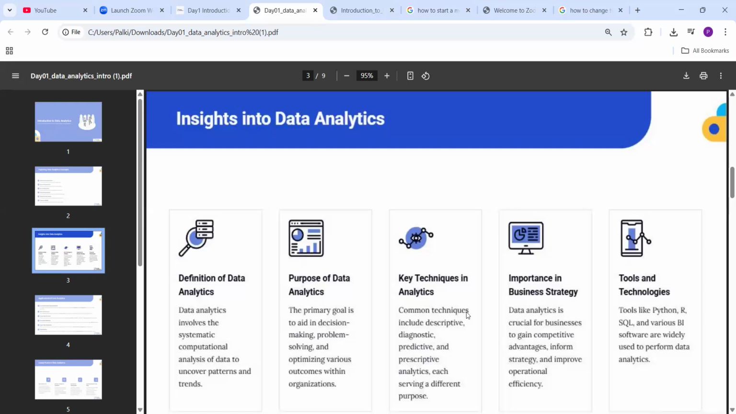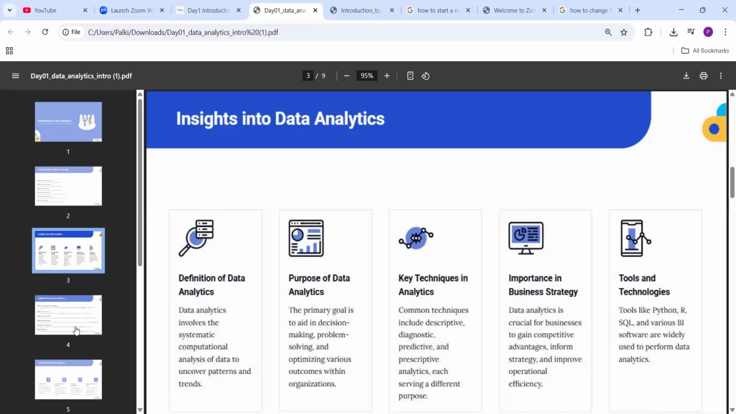SQL is basically Structured Query Language, which means you can store your data in a structured way. It is not messy, it is not disorganized. And we can use Power BI software to develop dashboards and draw clean, organized dashboards. That is the main insight of data analytics.